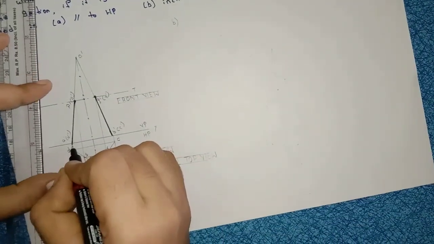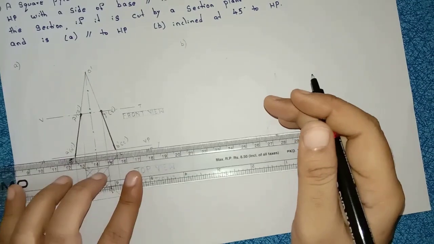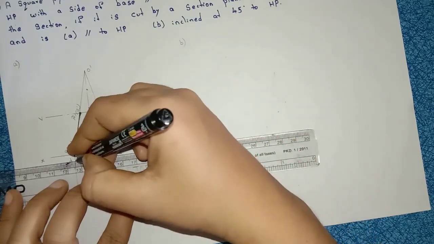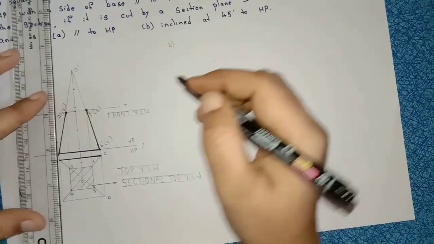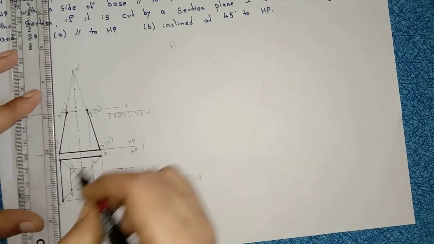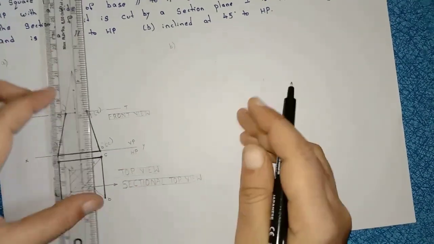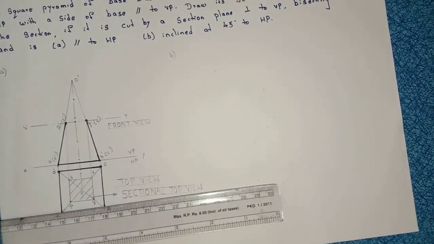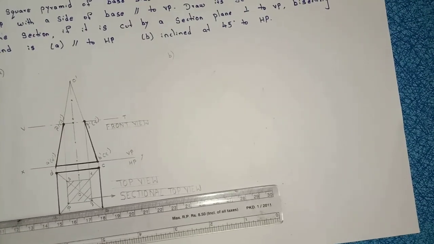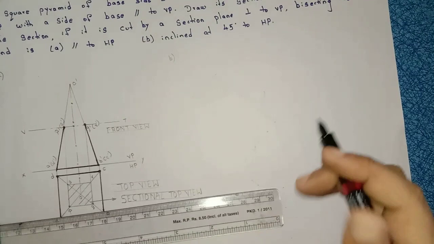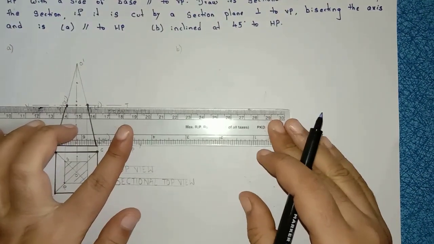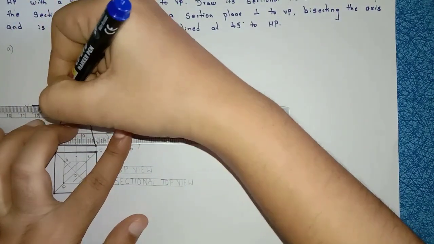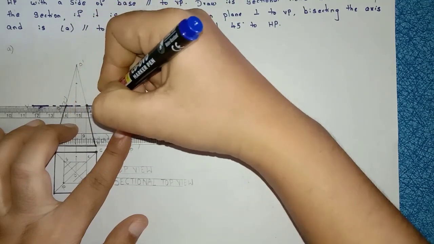Right, and this base from A dash to B dash should be dark. Then next, this square ABCD should be dark. Right, and after that we are constructing the sectional plane here in order to see the interior details of the object. So this sectional plane I am representing with large dash, small dash, representing as VT here.